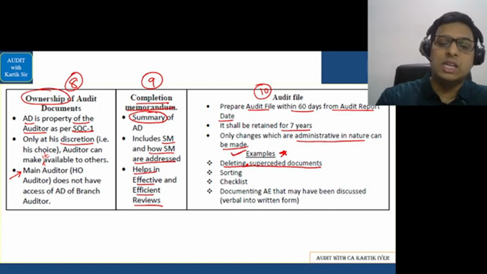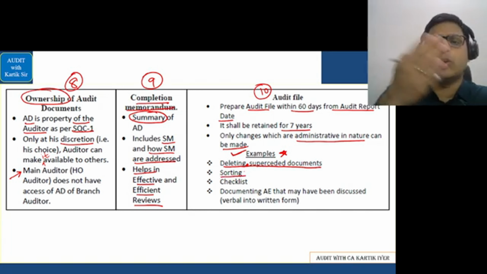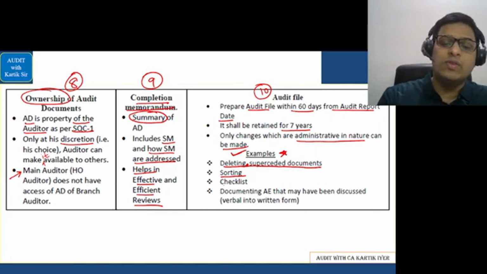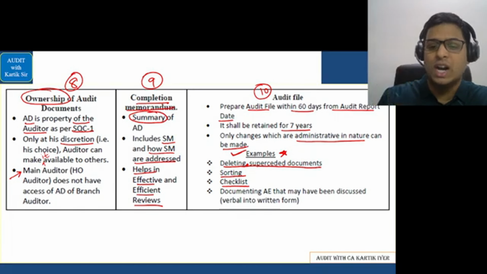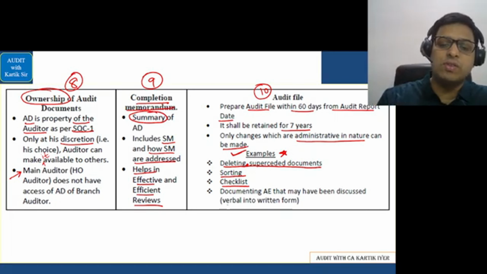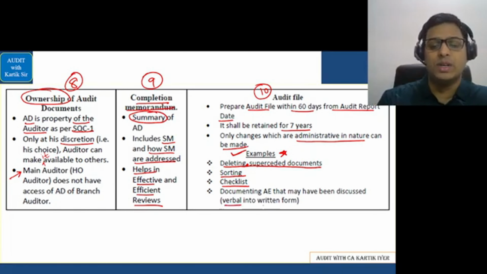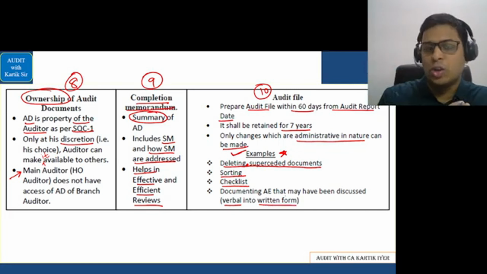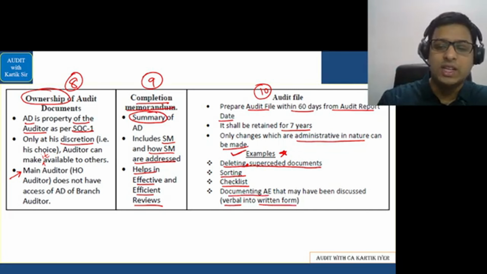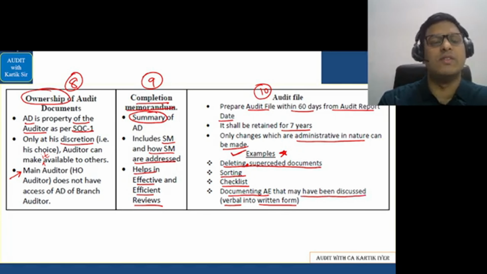Okay. Next is sorting of the files. I told you sorting. You can make compartmentalized audit folder. Next, you have checklist. That is, you can make a list of all the things that you have maintained the audit file regarding. And finally, whatever you have spoken with your engagement team members, if you put it in the written form, even that is part of the audit documentation. So documenting the audit evidence that may have been discussed. That is what is covered here.